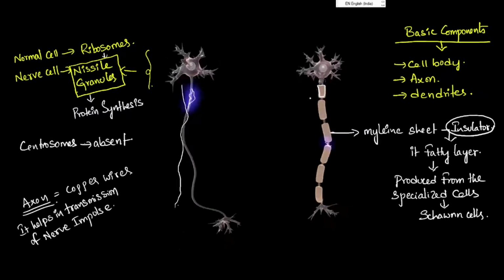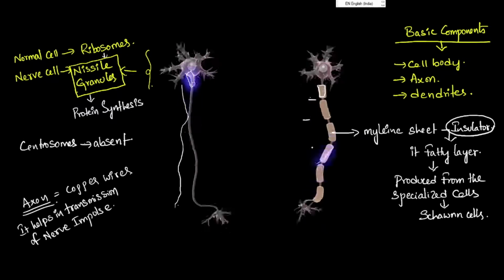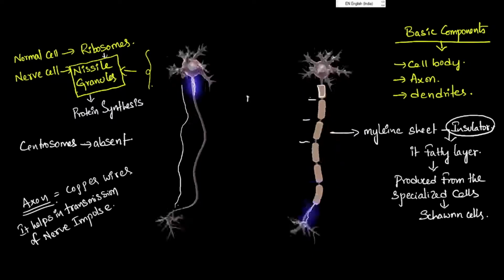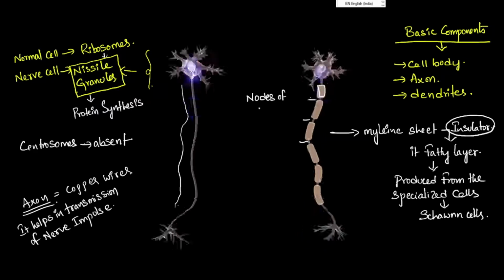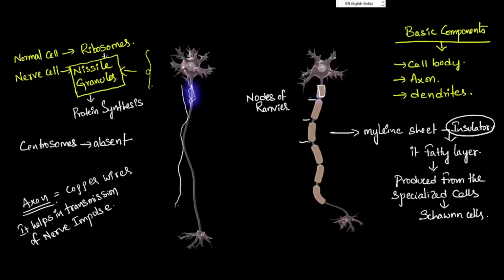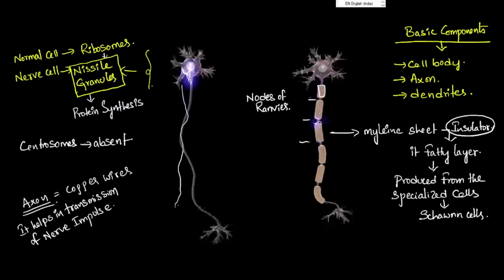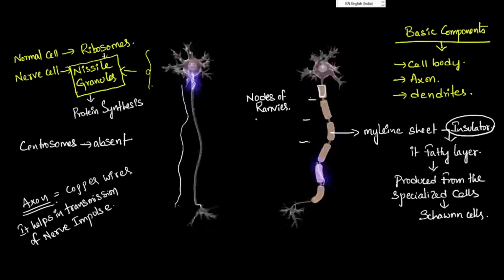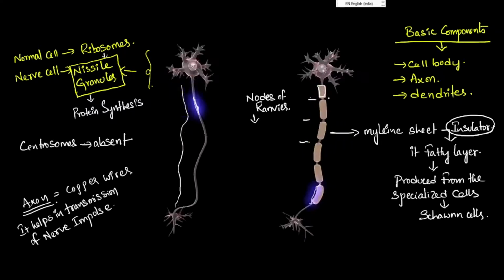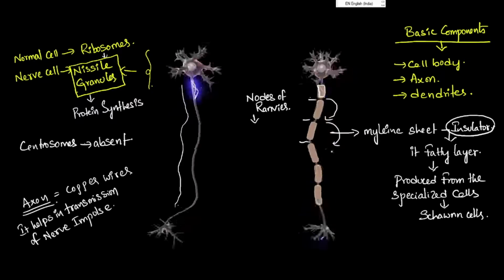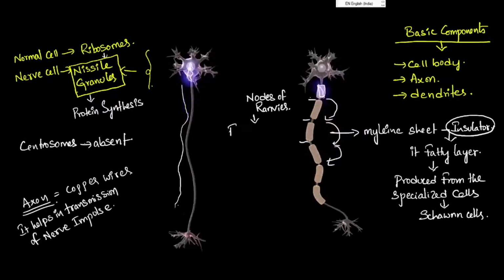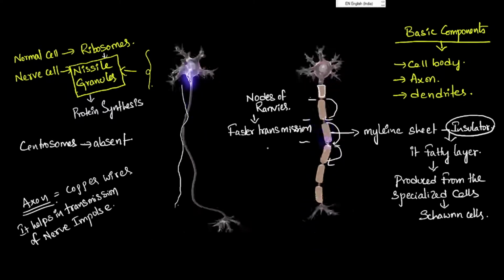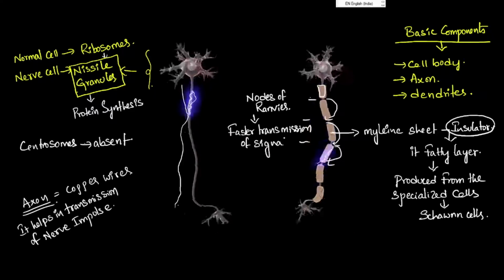Okay, the next one is, have you seen these gaps? What exactly are these gaps, students? We call them nodes of Ranvier. What is the use of these nodes of Ranvier? They help in faster transmission of signals, friends. The signal will jump from here to here. Like that, faster transmission of signal takes place.